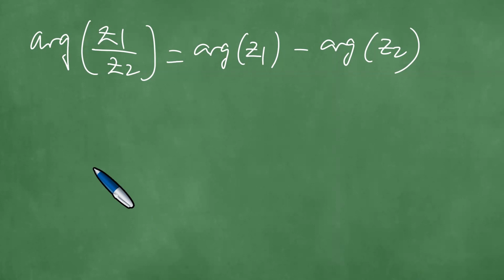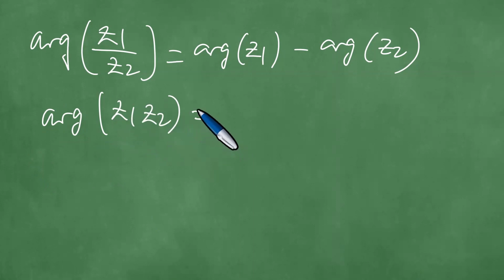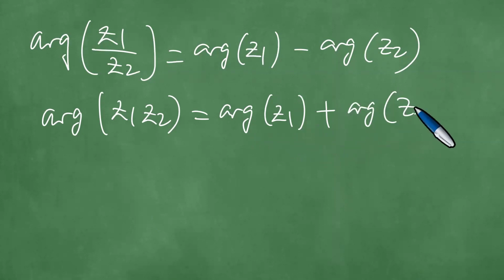There are still several things that I want us to take note of here. So now we note, therefore, that the argument of z1 z2 is the argument of z1 plus the argument of z2. So just take note of this.